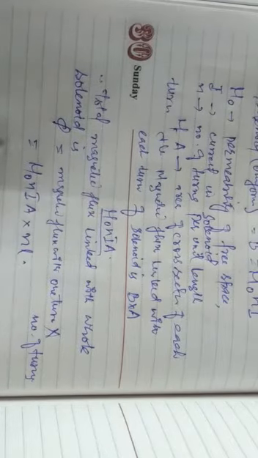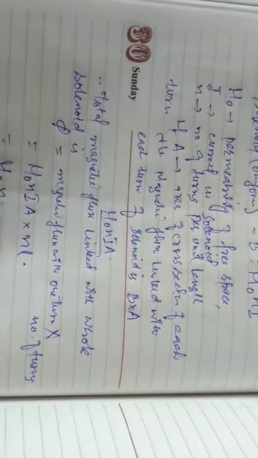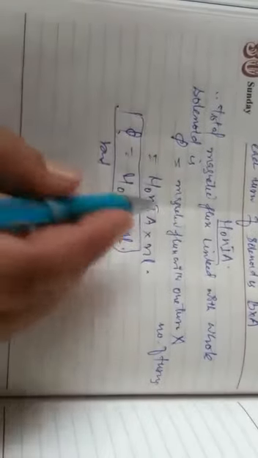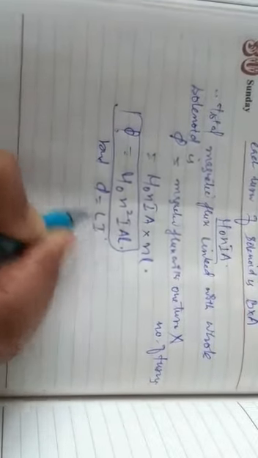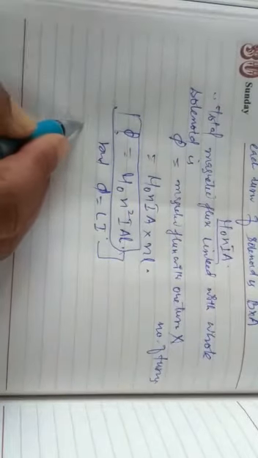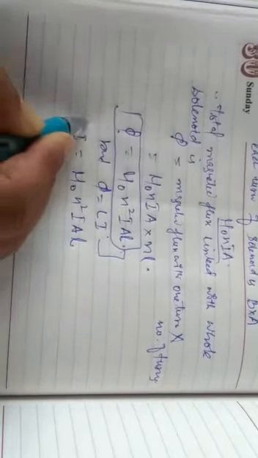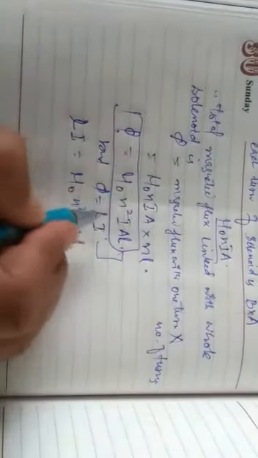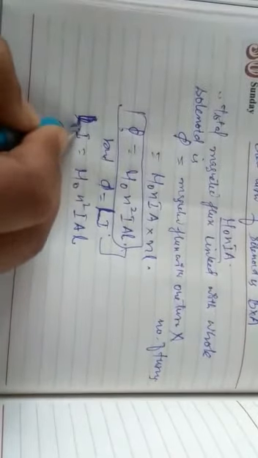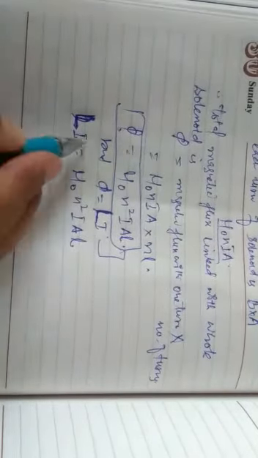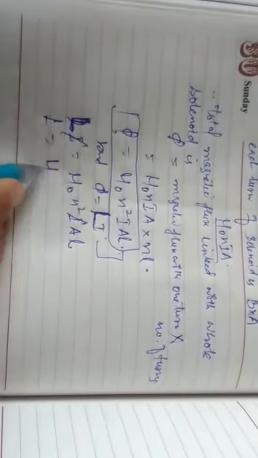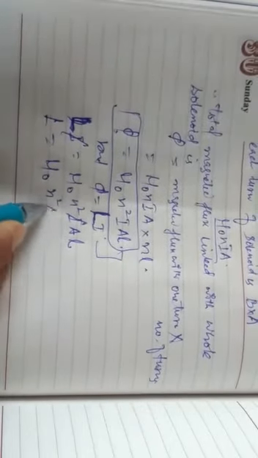And the number of turns will be simply n into L, because n is the number of turns per unit length and total length is L. So phi is mu naught n square I A L. But we also know that phi equals L I. Comparing the two, we get L I equals mu naught n square I A L. The I cancels on both sides, so L comes out to be mu naught n square A L.